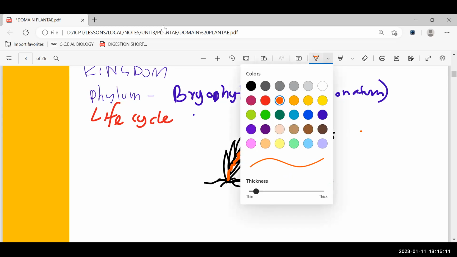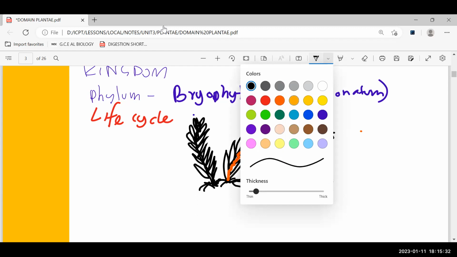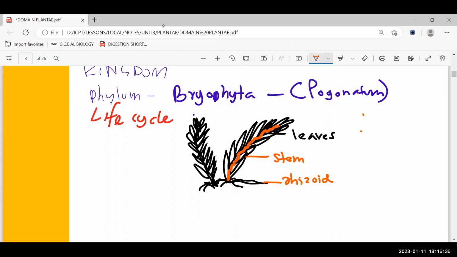Okay, then there's another plant, the same as this. Again, it has rhizoid, stem and leaves. But what is different now? The difference is that one plant has a special structure. This structure represents Archegonia and Antheridia. Antheridia and Archegonia.